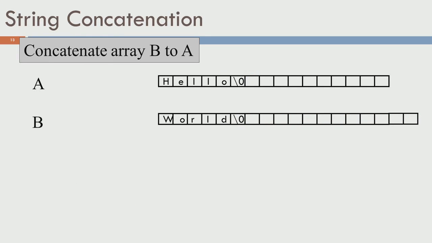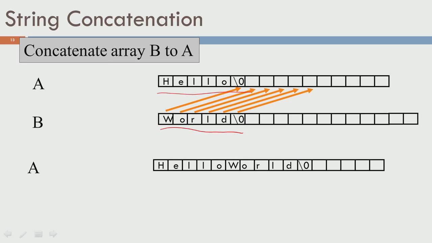Then let us look at this function called string concatenation, or the idea of concatenation. Let us say I have this string called world and I have a string called hello, and I want to make a single string hello world. That is called concatenation. What I really want is to copy W to this \0, O to the next location, R to the location after that, and so on, including \0 of B to be copied here. The result I expect is HELLO, which were the contents of A, followed by the contents of B, which is WORLD, followed by \0, which says that this is the termination of A.